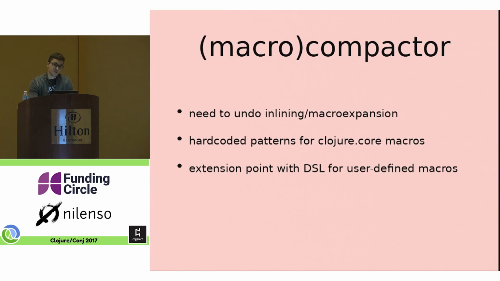And a very interesting phase now is the macro compactor, which needs to undo macro expansion and undo inlining. And if you know a bit about macro expansion, you're going to know that it's technically impossible to undo it because it's a problem equal to solving the halting problem. So what we do instead, rather than trying to solve an impossible problem, is we use some heuristics and pattern matching to undo this in a best case way.